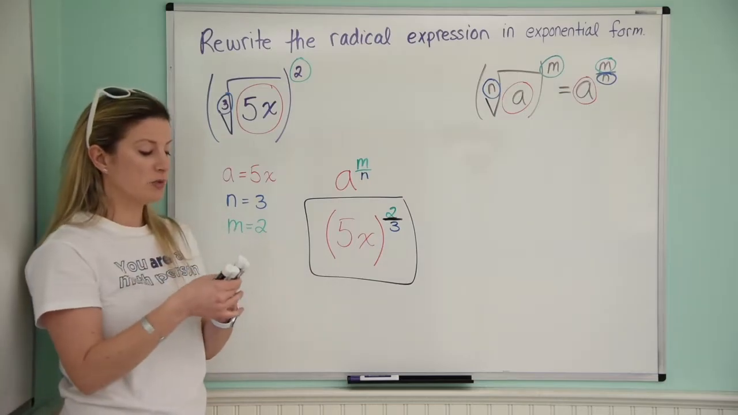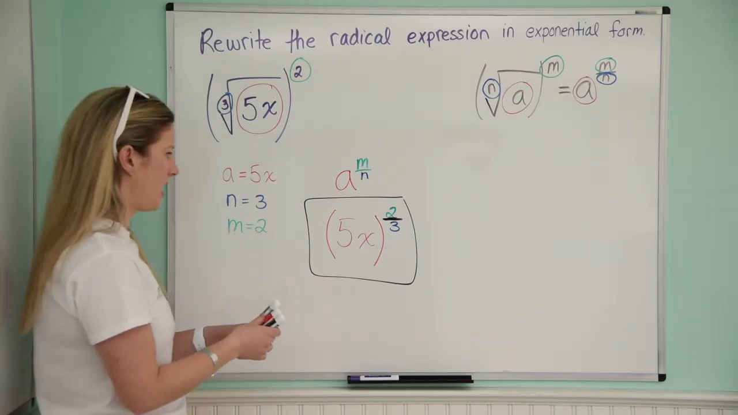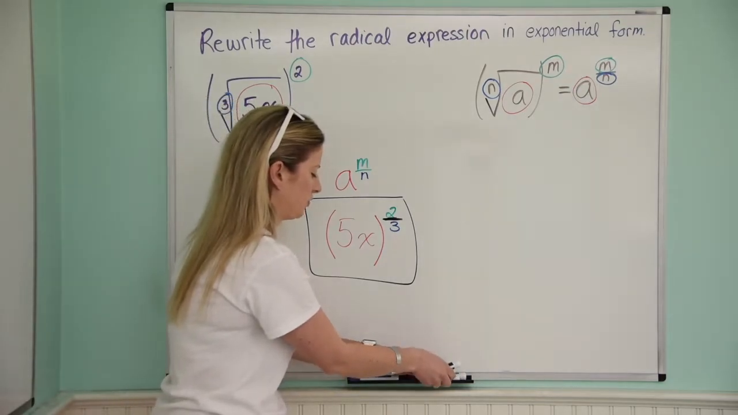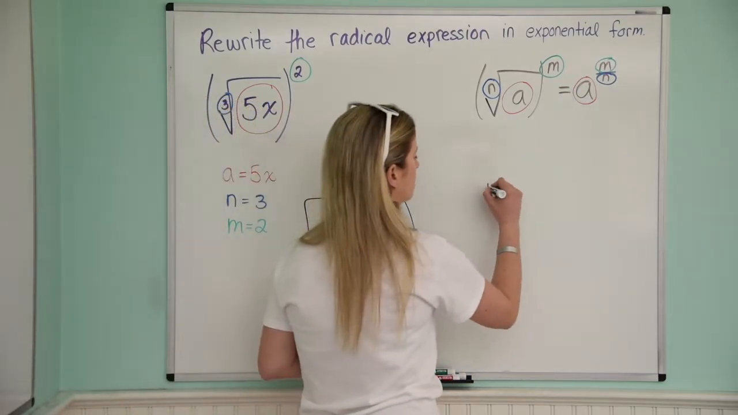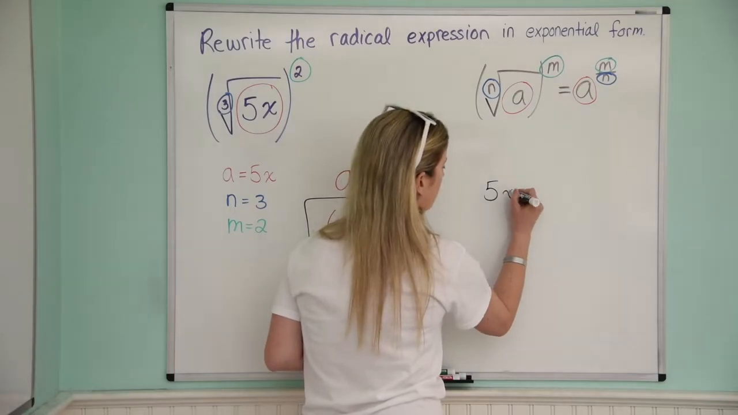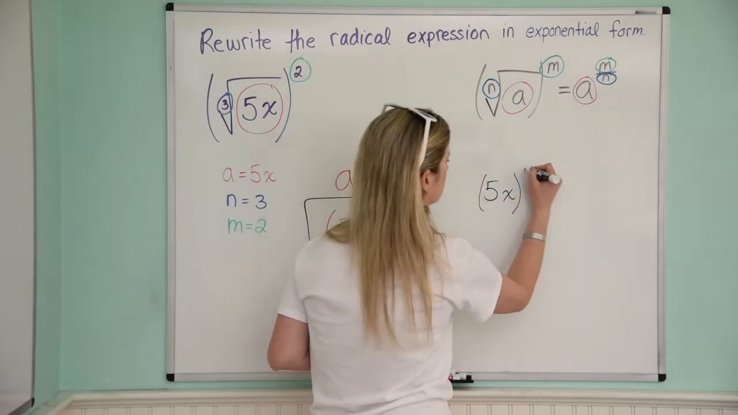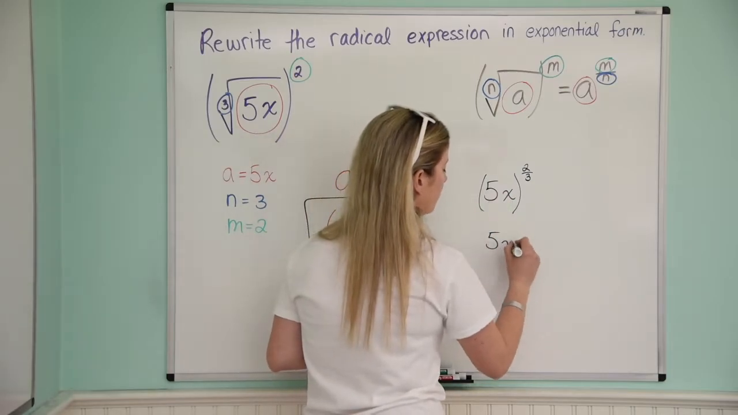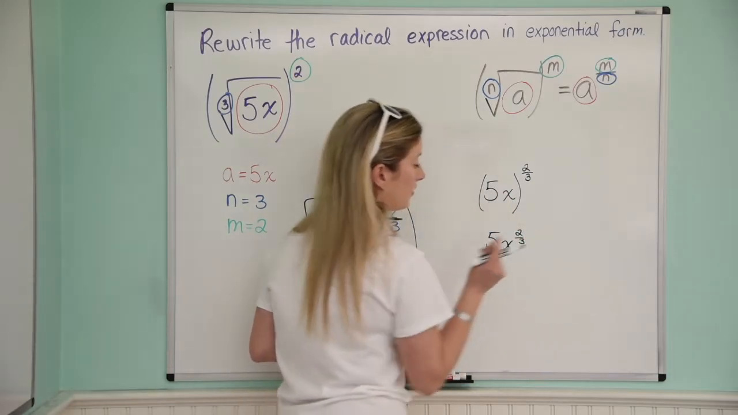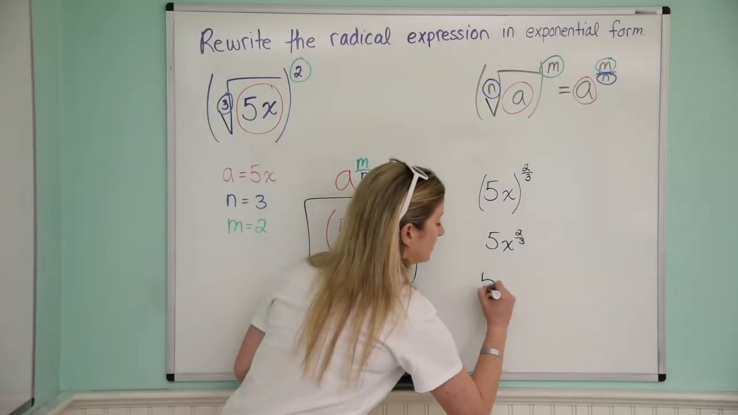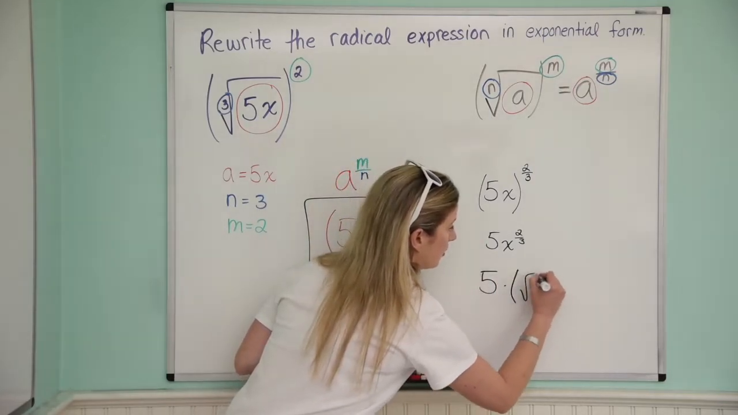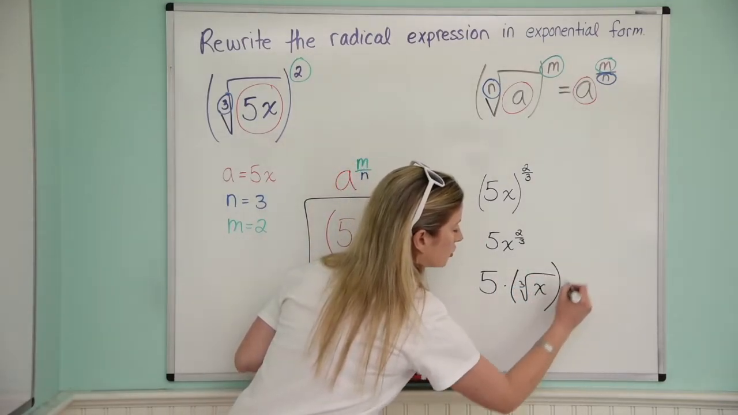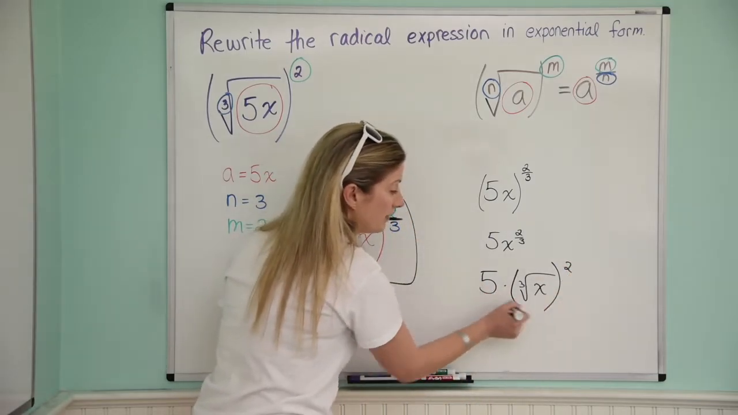Now, here's what I was saying before. Let me keep it with just one color so I can show you the difference. This was the answer, 5x to the 2/3. If we had written it as just 5x to the 2/3, without the parentheses, that would actually be 5 times the third root of x squared. The 5 wouldn't be under there.